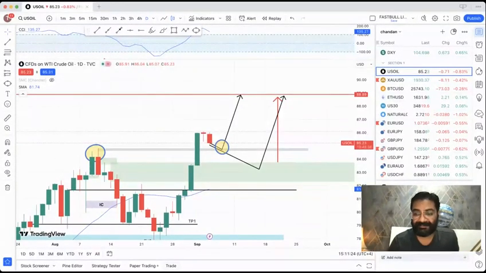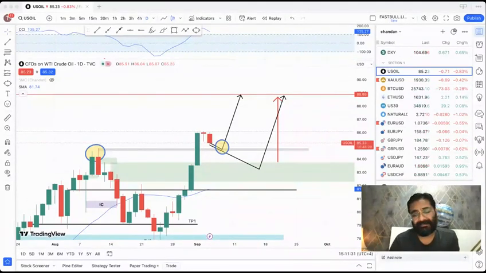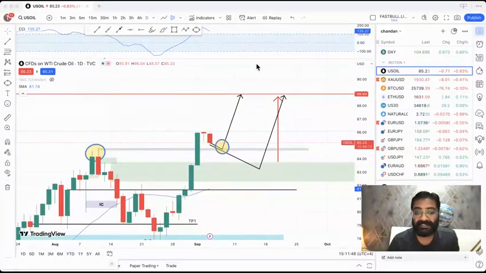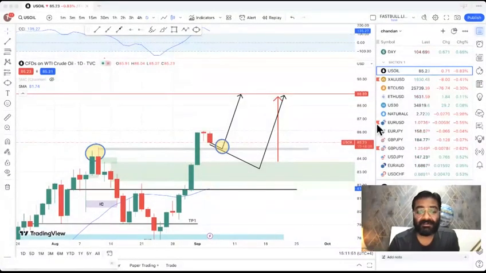Oil is good. Maybe the data is talking about the short-term movement. But on the long side as well, I can see that 88.89 for oil is no longer a very difficult position to achieve. It can achieve that. So the correction is happening on the oil right now.